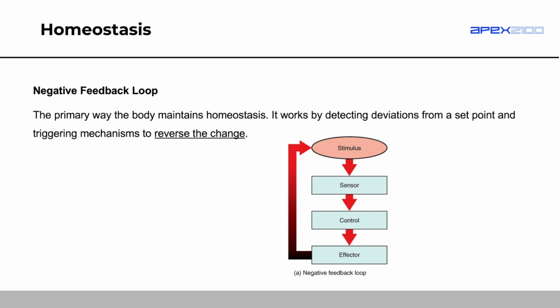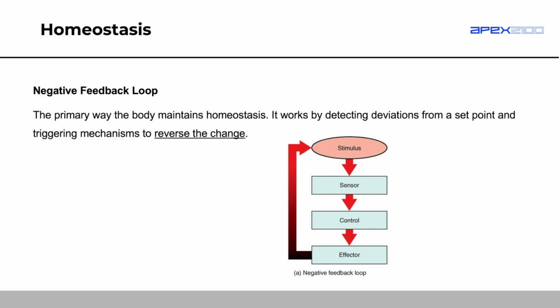So in terms of maintaining homeostasis in the body, the primary way that we do that is through something called a negative feedback loop. So it works by detecting deviations from a set point. So say my set point body temperature is 37 degrees Celsius. If that temperature goes up or goes down, that's going to send a message back to my brain and tell me something's wrong and trigger the mechanisms to reverse that change.